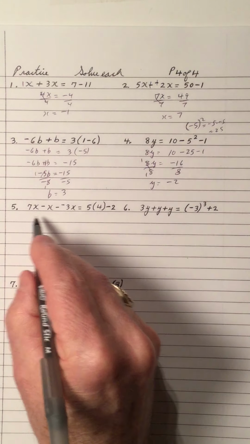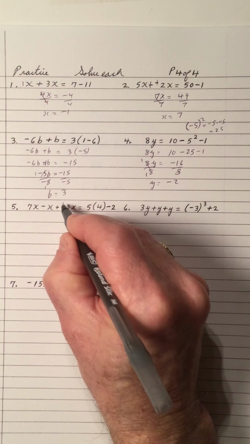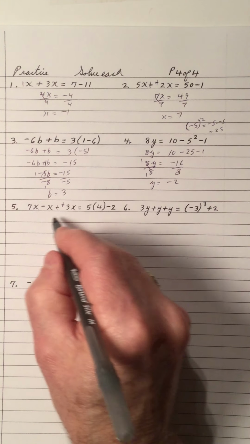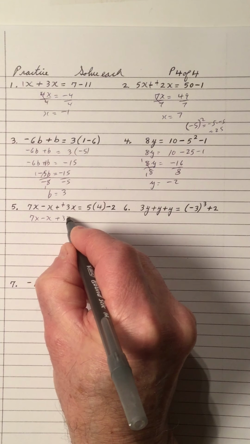And let's stretch this one out. Let's see what we got here. Well, we got a double negative. We get rid of that, make it plus. And notice I have 7x minus x plus 3x.